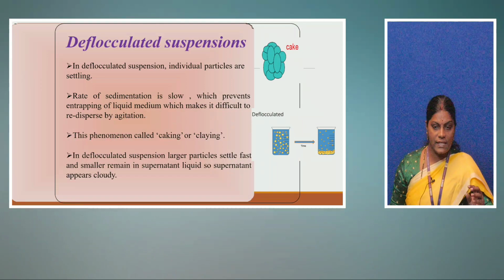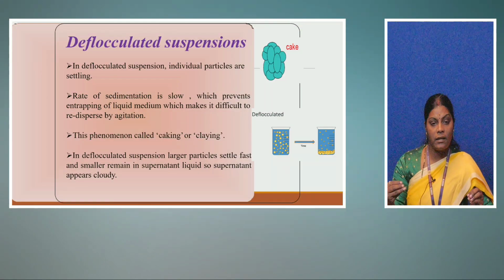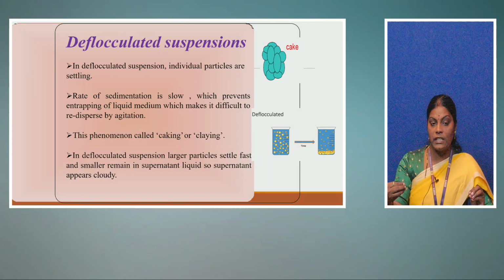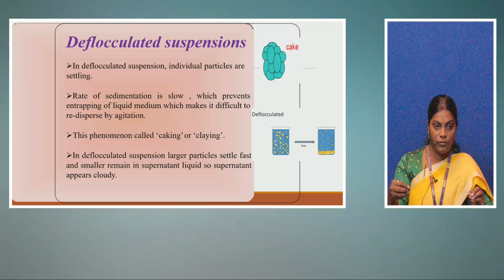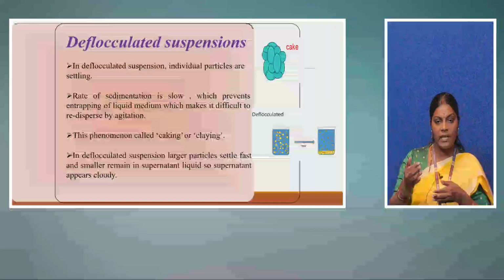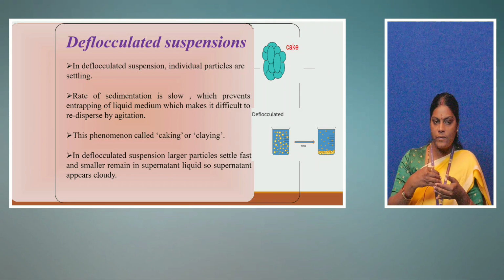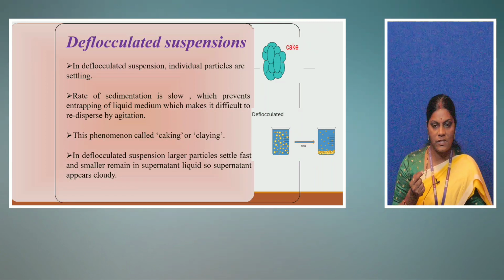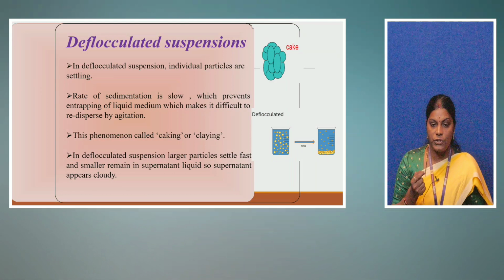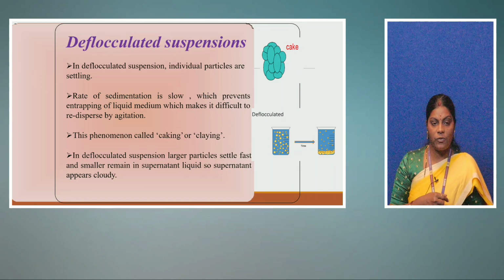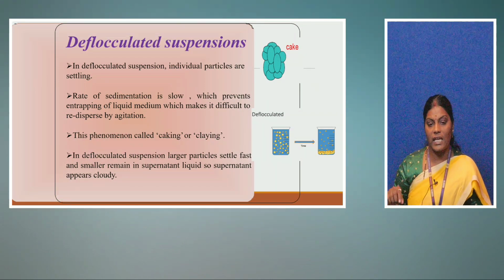In a deflocculated suspension, the particles are present in the form of individual particles. When the solid particles are converted into a suspension, they behave as individuals, and when settling to the bottom of the container, individual particles settle and the rate of sedimentation is slow. Why? Because the particle size of the suspended particles is very small. Due to the small particle size, the rate of sedimentation is slow, which prevents entrapping of the liquid medium, making it too difficult to redisperse. This phenomenon is called caking or claying.